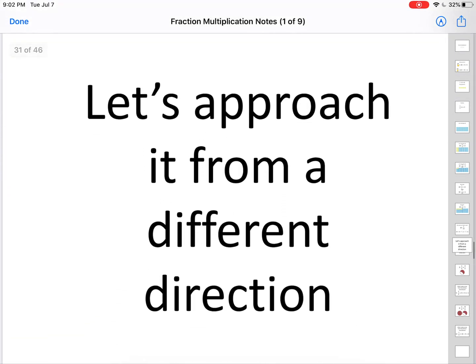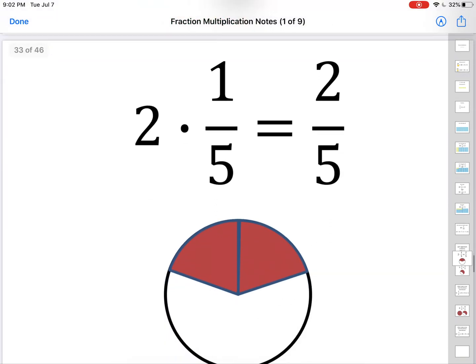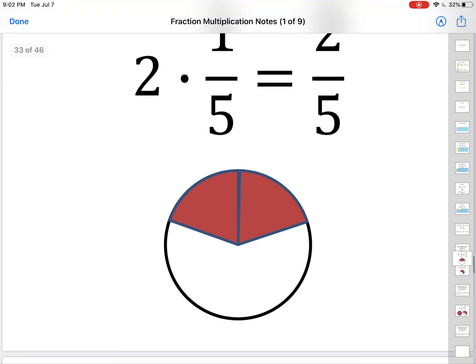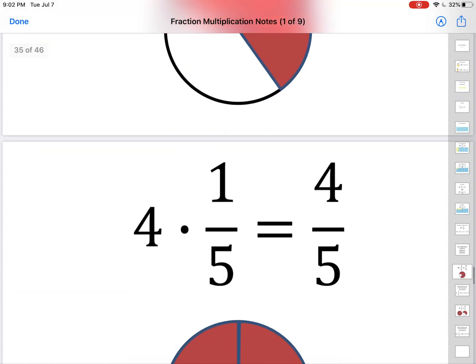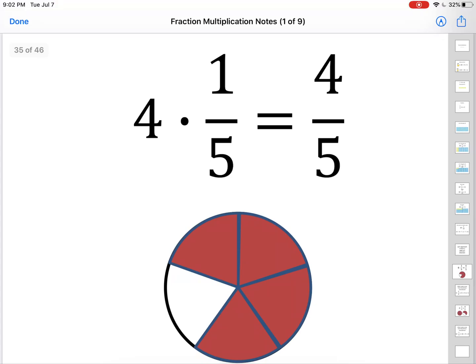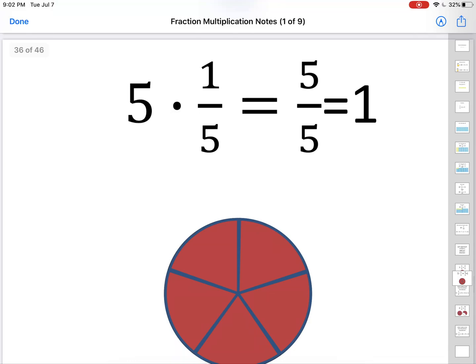All right. So that's the basic idea. You divide by the denominator, multiply by the numerator, and you're done. Very simple. Let's just approach it from a different direction. Okay, 1 times 1/5 is obviously 1/5. 2 times 1/5 is 2/5. 3 times 1/5 is 3/5. 4 times 1/5 is 4/5. 5 times 1/5 is 5/5, which is 1 whole.